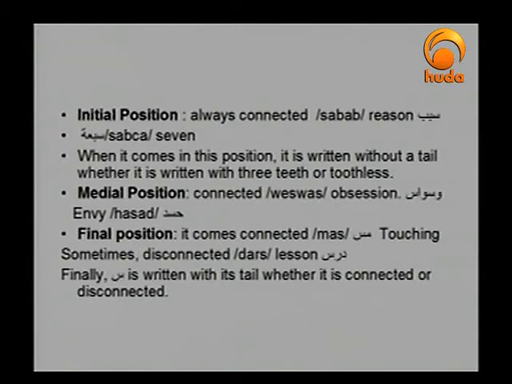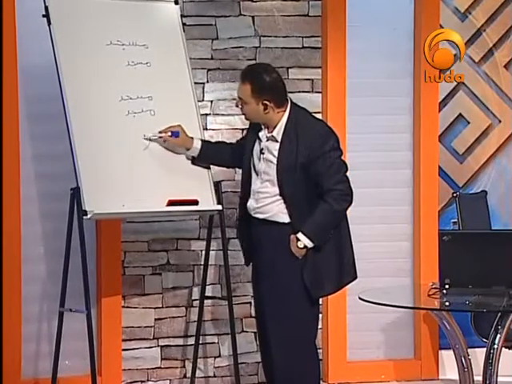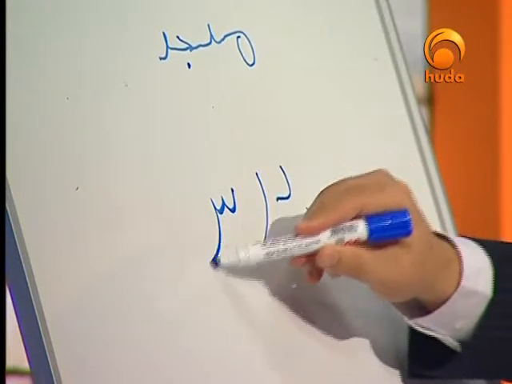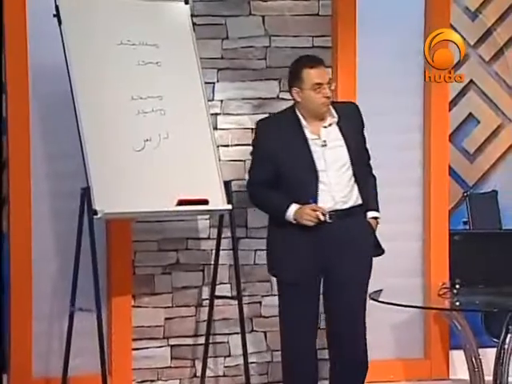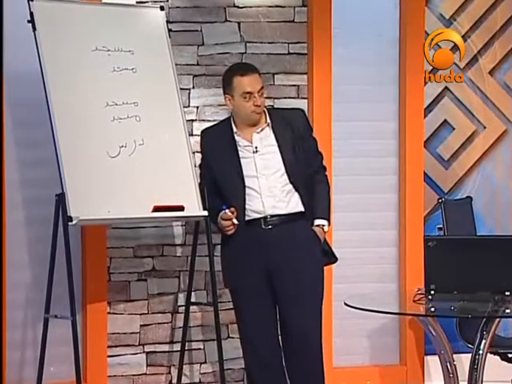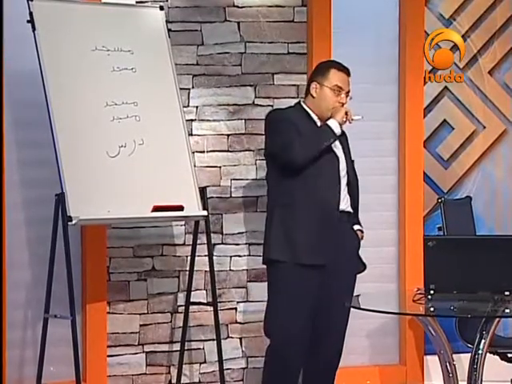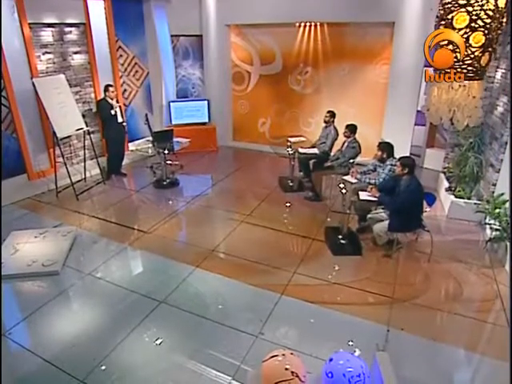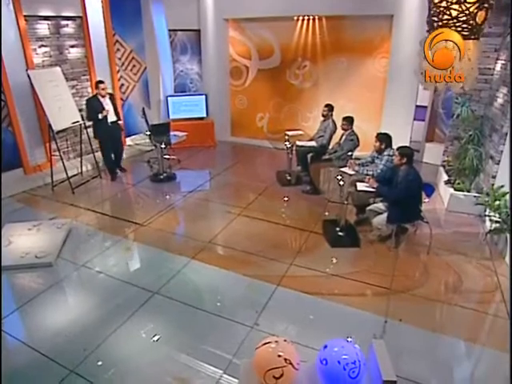Let me just write that. Da, ra, and sat. Can you see that? So how many letters do we have here? 3. We have 3 letters and 3 sounds. Dars. None of them are connected as well.